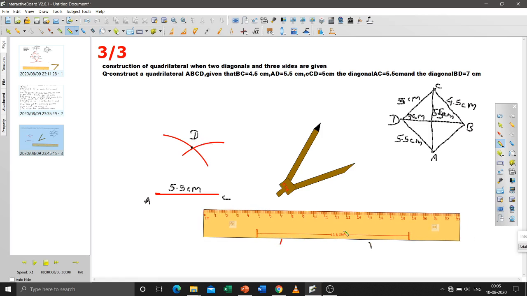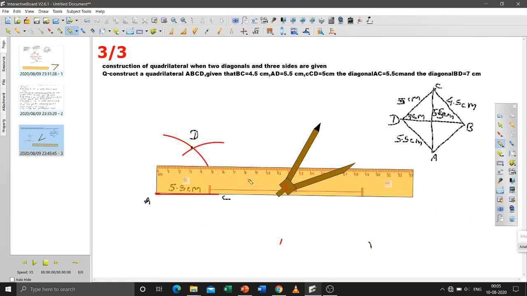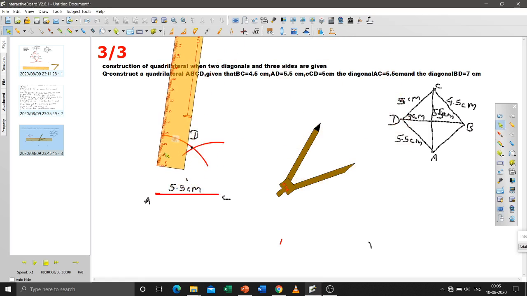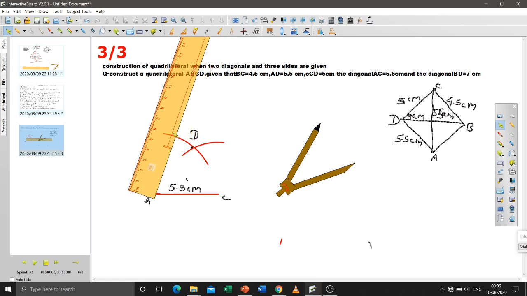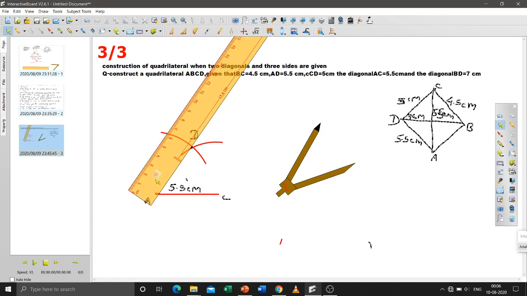Again, with the help of the scale, we'll join the intersecting point D and A. You can see how we are joining the intersecting points.